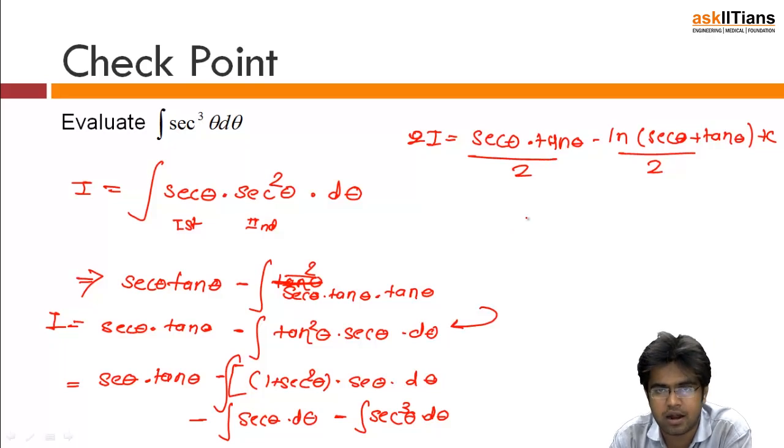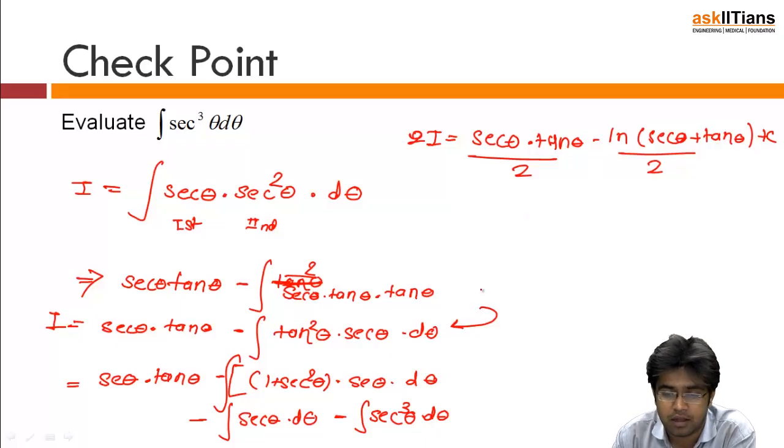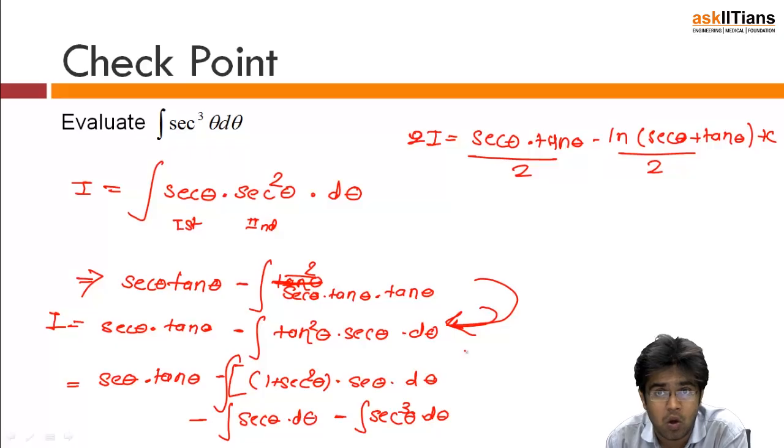So you can see that even though the function was a trigonometric function, I broke it into 2 parts and then I solved. Then I stopped here to see whether I need to apply by parts again or I can do some manipulation. So I did some manipulation and I got the result.